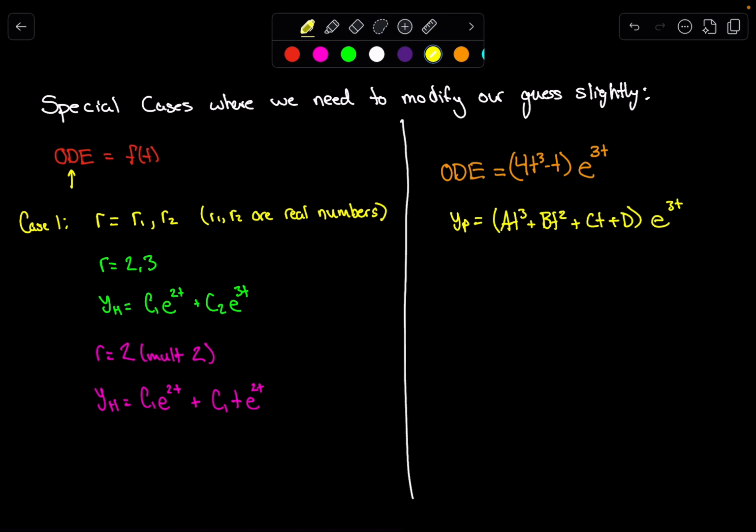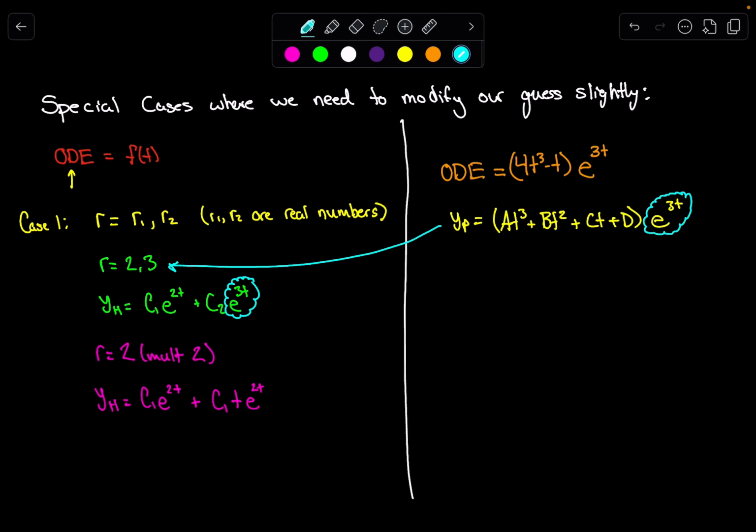But I claim, or so the textbook claims, and you can pop open the textbook, it starts on page 178, I think, and goes to 180. There's a 2 or 3 page proof on why this is, if you're interested. But the idea is that since e to the 3t in this particular case is already taken, there's already an e to the 3t there, it's part of the homogeneous solution.